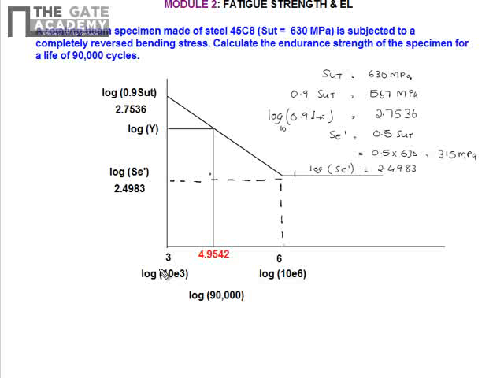So we have 10 raised to 3 cycles here, 10 raised to 6 cycles here, the log is 3 and 6 correspondingly, and we have 90,000 cycles coming in between these two. And the value corresponding to log of 90,000 is 4.9542. Now the problem is that we had to find the endurance strength corresponding to this number of cycles. So we have to find what is the y coordinate of this point. That is the only thing we have to find out.